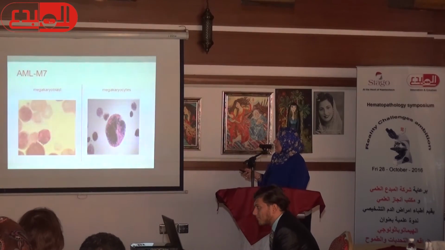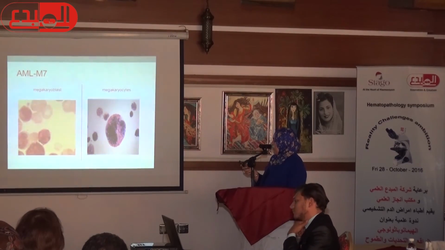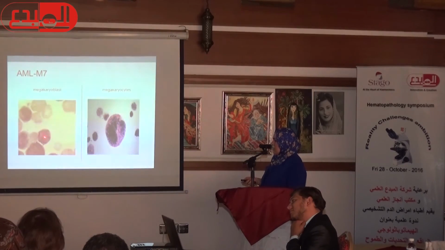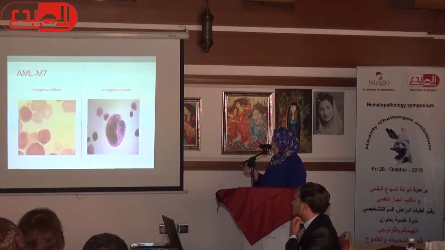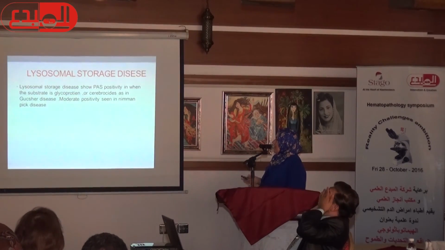In M7, as I said, the megakaryocyte takes a very good positive PAS. So in case of M7, PAS will help diagnose it. This case was suspected M7, and the blasts show positive granular PAS. This again is a case of M7 with block positivity.